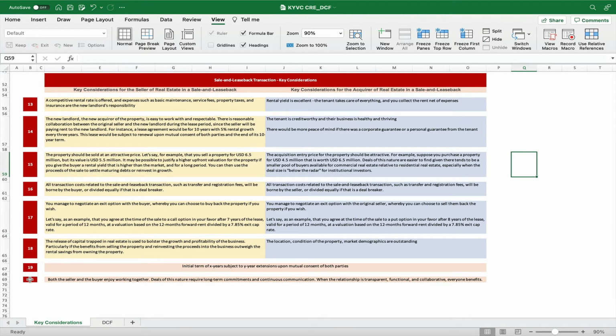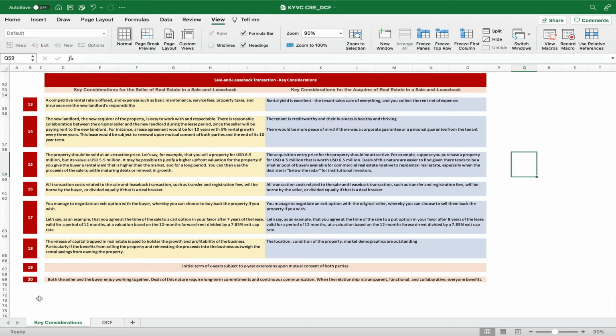The next consideration is, if you are selling your real estate, then the new incoming investor that is looking to buy the real estate from you needs to be easy to work with and respectable, because they are effectively going to be your new landlord at the property that you've owned. So this is going to be a new dynamic that comes into your operations that is going to frustrate you. You're going to be liable to pay rent in accordance with the lease agreement, and you're going to be required to liaise with this new investor, who's now your landlord, on a continuous basis. So there needs to be proper collaboration between the original seller and the new landlord during the lease period.